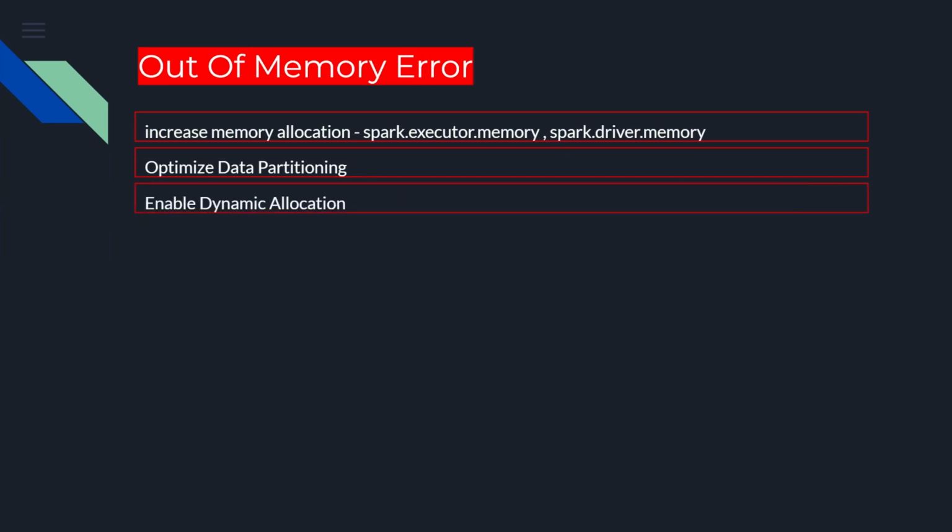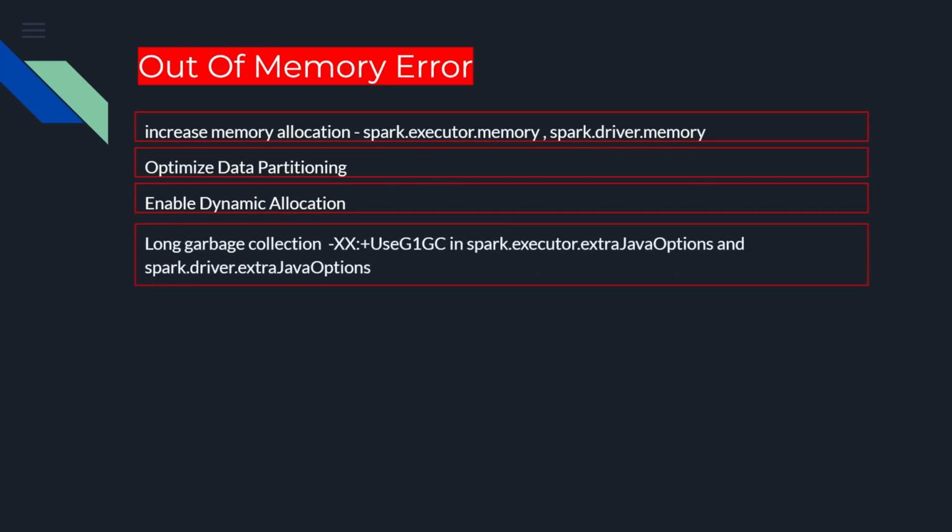Now we have to enable dynamic allocation. Dynamic allocation allows Spark to adjust the number of executors dynamically based on the workload. This also plays a very crucial role in performance.